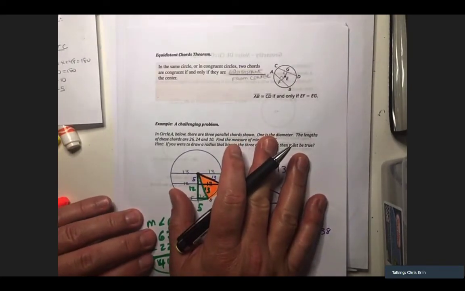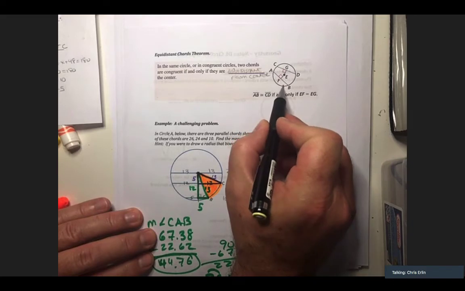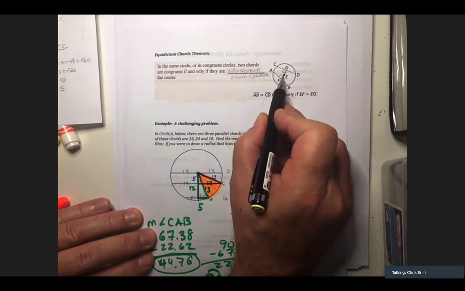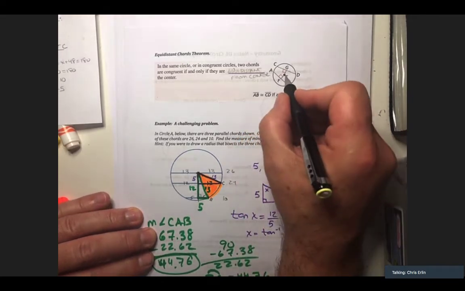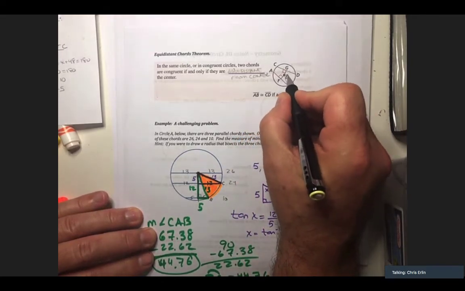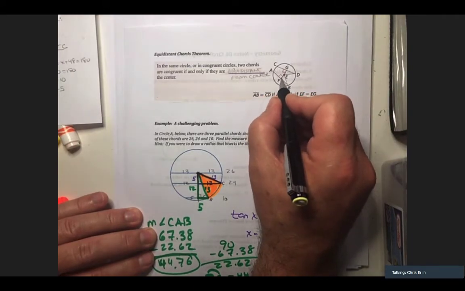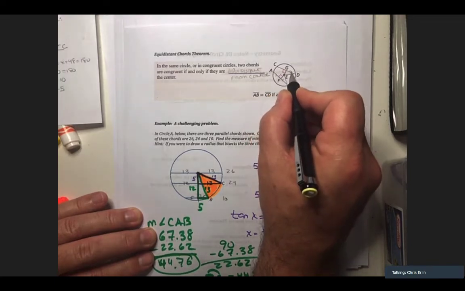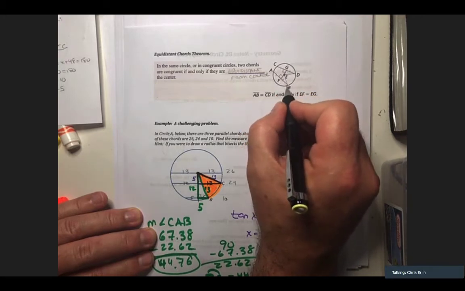Another one is the Equidistant Chords Theorem, suggesting that if I have two chords in a circle that are the same length, then their distance from the center of the circle will be the same. We could prove this by drawing a radius to each of the endpoints. If the chords are the same length, and we look at the distance, which is through the center and perpendicular, it must bisect those. If these chords were the same length, then the bisected portions are the same.